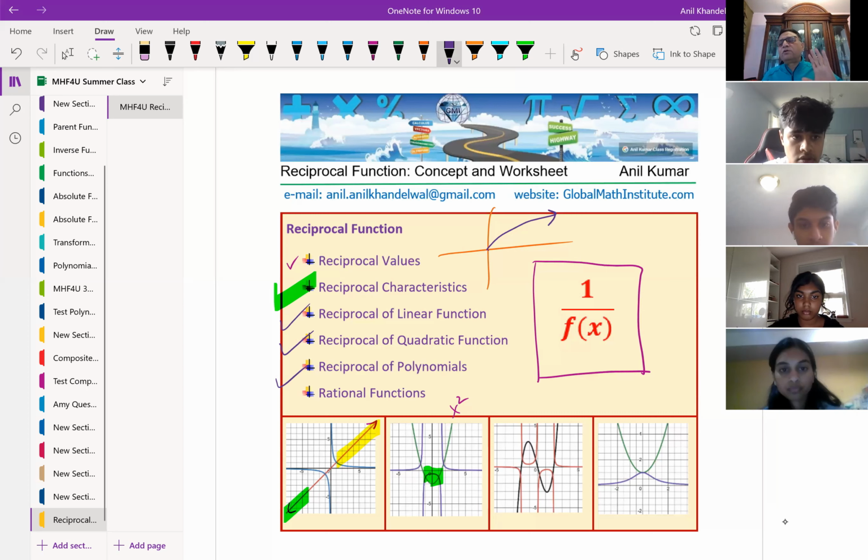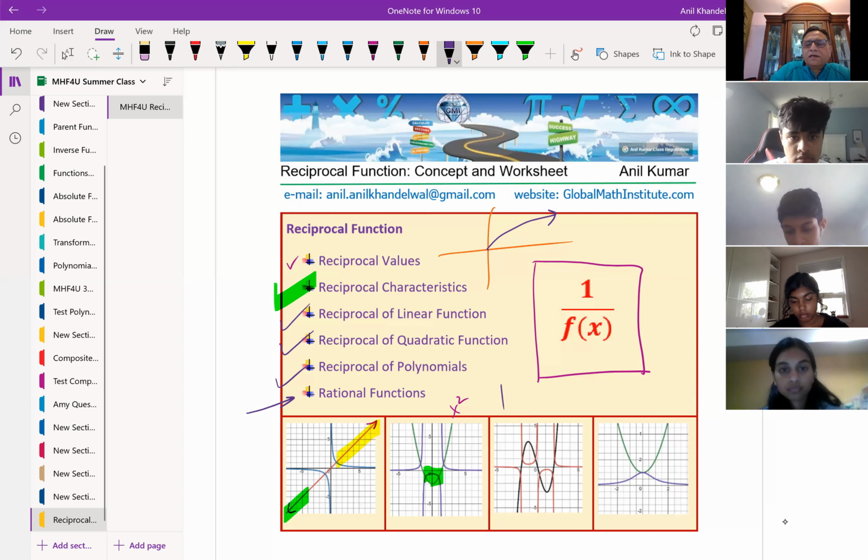Is that all? So that is what we are going to cover for now today. This forms the base for it. And then in the next class, we are going to have a real quiz on reciprocal functions along with an introduction to rational functions, correct? Now let me tell you today what a rational function is.